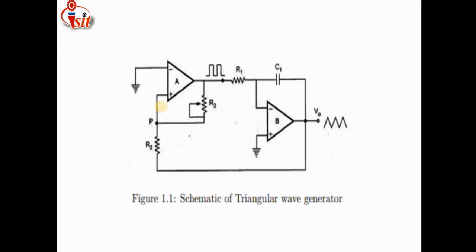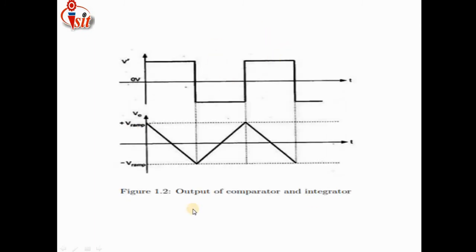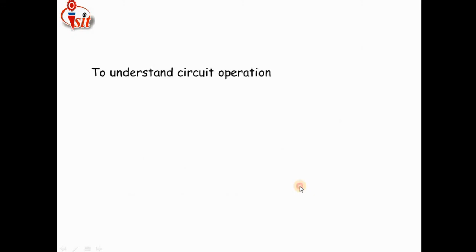Along with this, just see, this is the triangular wave generator. It is a combination of the square wave generator, the comparator and the integrator. Here the variable resistor is connected as a switch. Just see here R3, and here the capacitor is connected in the feedback path for the generation of the triangular wave. This integrator will generate the output.